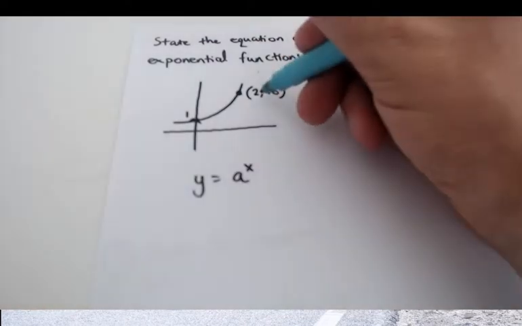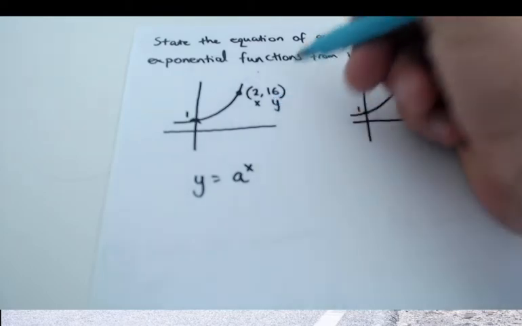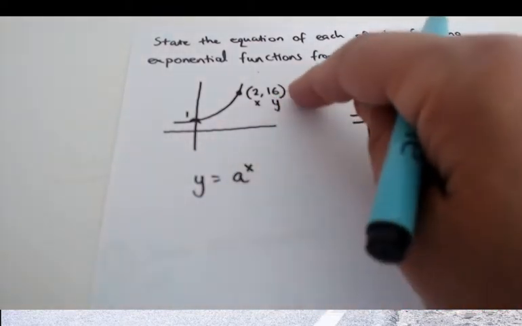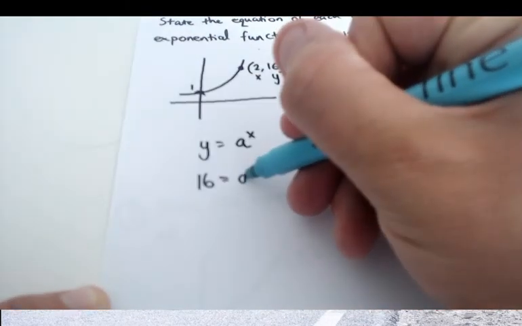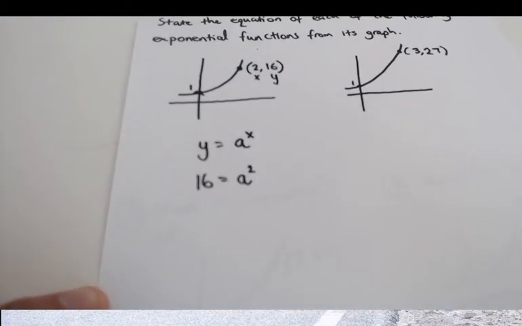Up here, I have been given a coordinate point. That is my x value, that is my y value. And here, I'm going to replace x and y with these numbers. Remember, the whole point of this is we need to work out what the a value is.